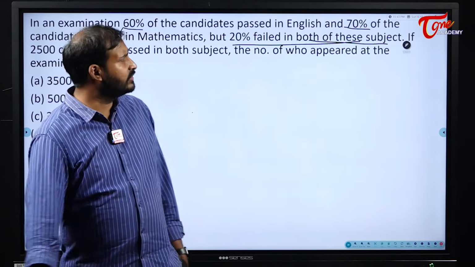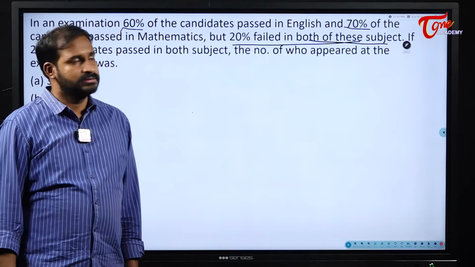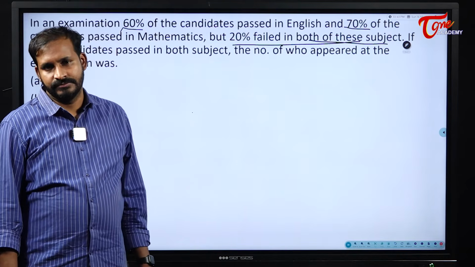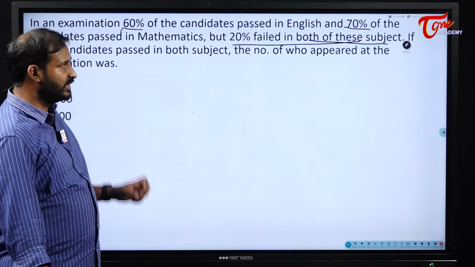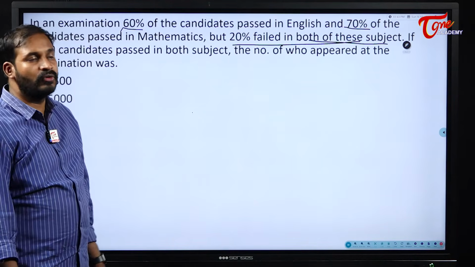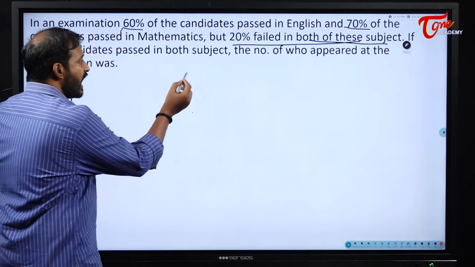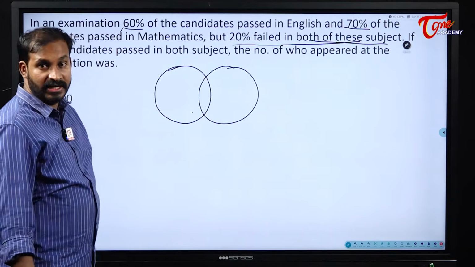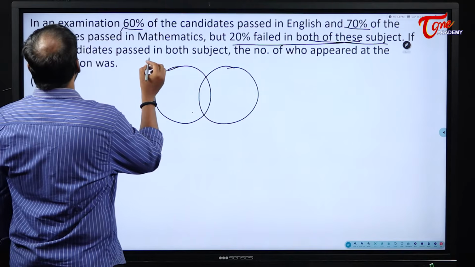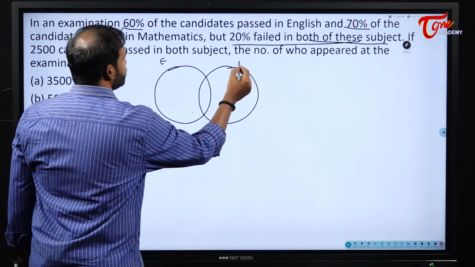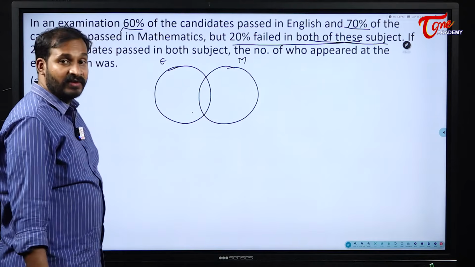20% failed. So you can solve in two ways. By converting everything into the fail concept, you can do it. That is the best method. Why? Because here they gave us the number of students who failed in both the subjects, which is 20%. Actually the given data is passed, but I will go with the failed data. So what is passed in English and the other one is maths? I will go with failed data.